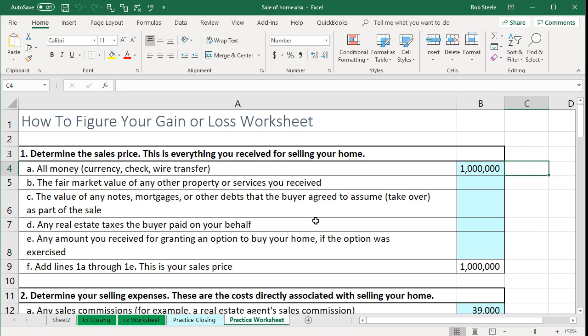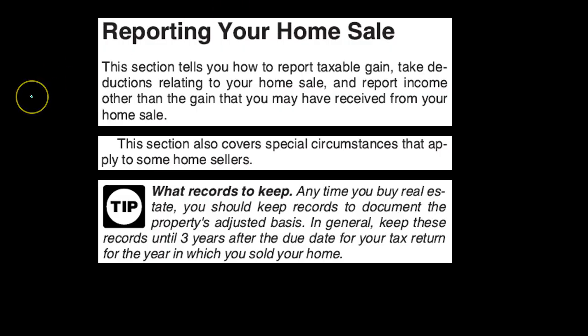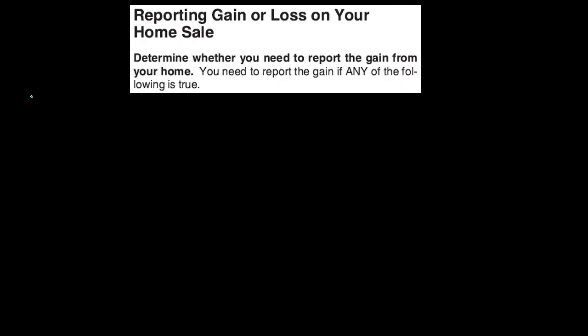You want to be able to log down, pull out exactly what happened, be able to read it, be able to understand it, be able to explain it to somebody else who probably isn't as familiar with the information, and explain to them how it was derived. Back to the text. Reporting gain or loss on your home sale.